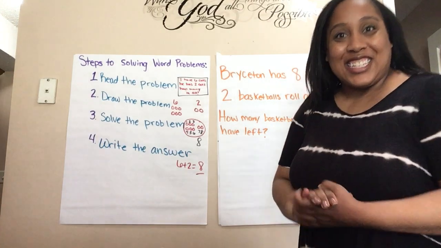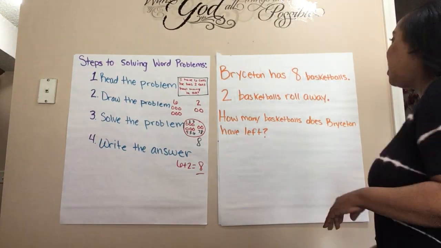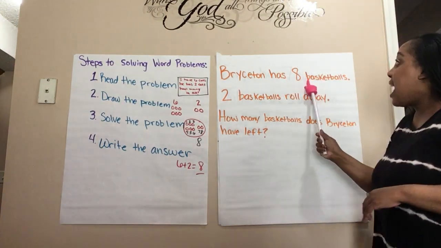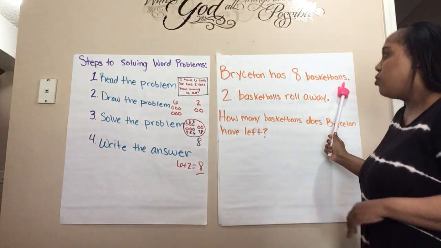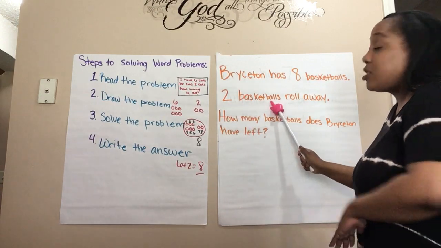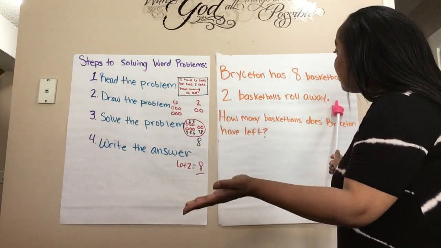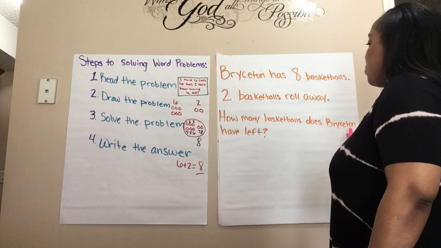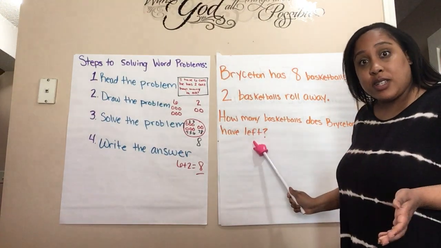All right, get your paper ready. Here we go. Bryson has 8 basketballs. Ooh, that's a lot of basketballs, Bryson. 2 basketballs roll away. How many basketballs does Bryson have left?